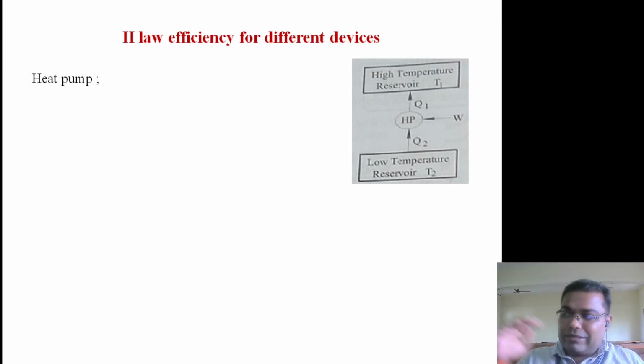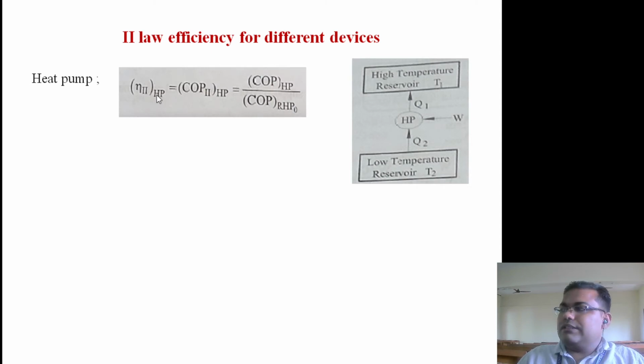For a heat pump, the low temperature body will be the atmosphere, and the high temperature body will be the region where we want to maintain a higher temperature. So this reference T2 is basically the atmospheric temperature from where it is taking the heat and supplying it to the warmer region. So the second law efficiency of a heat pump basically is nothing but the coefficient of performance of the heat pump.